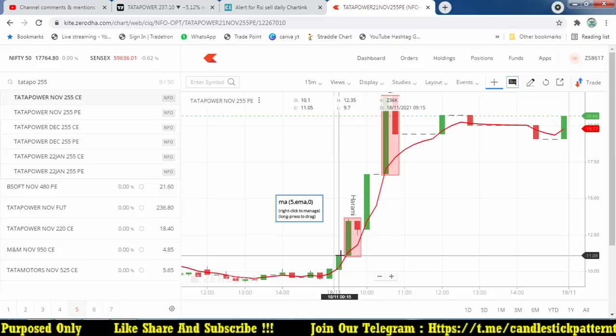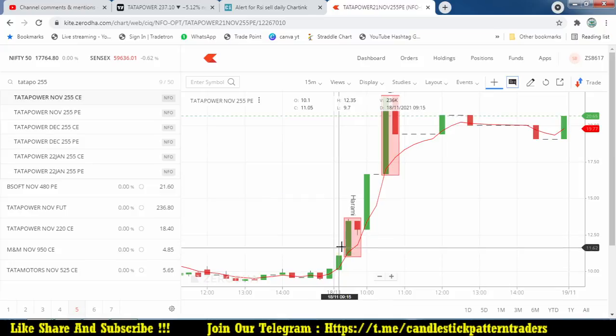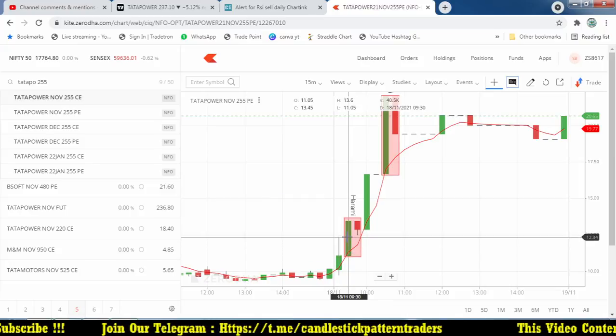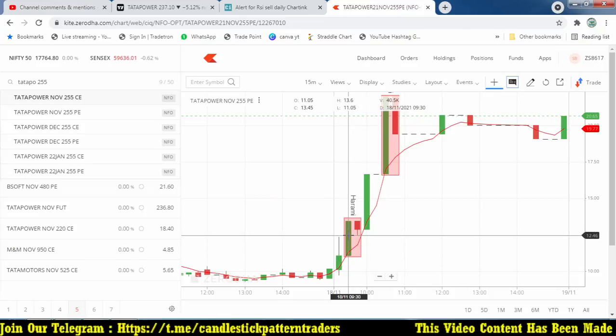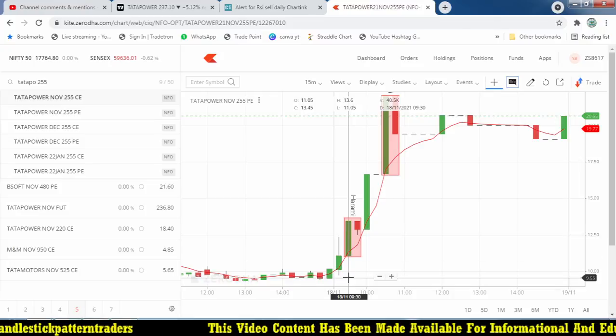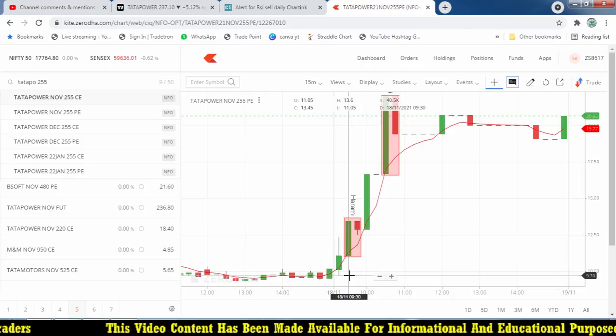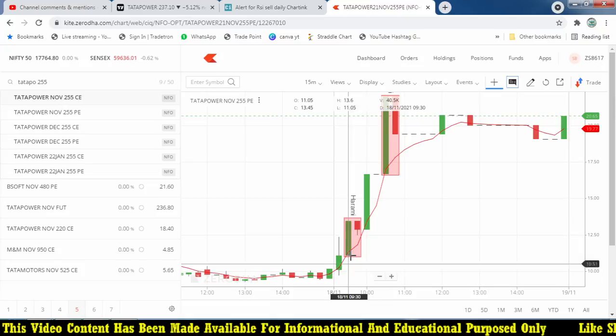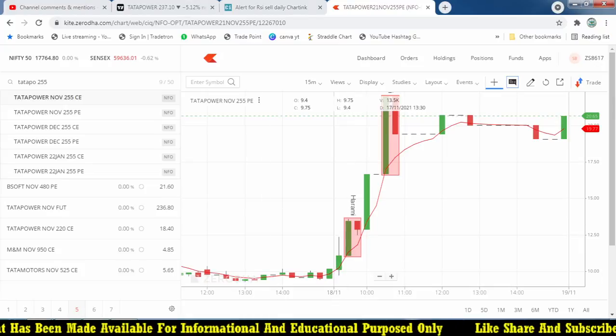Let's see, at 9:30 the price is around 11, but when it moves higher to 12.3, a little bit later we take the entry at 13.2. At this point of 13.2, the stop loss for the trade is 9.7. Somewhere around 3 to 3.2 rupees is the required stop loss for the trade.